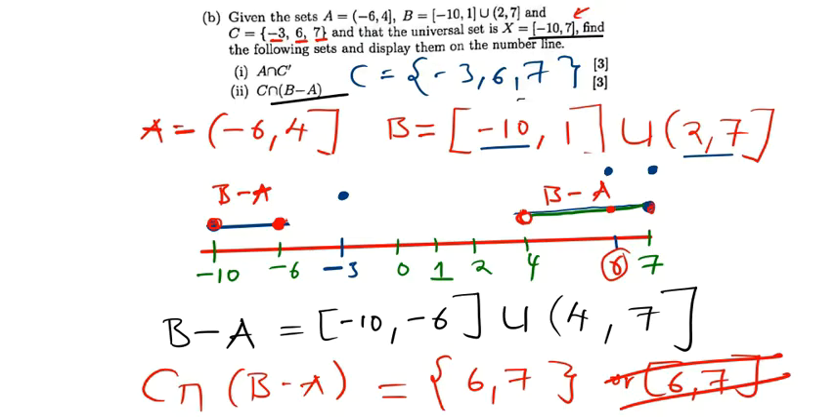If you were to say an interval, then you would imply that even the numbers between 6 and 7 are also part of C, which they are not. So that's it for this question. Quite interesting, right?